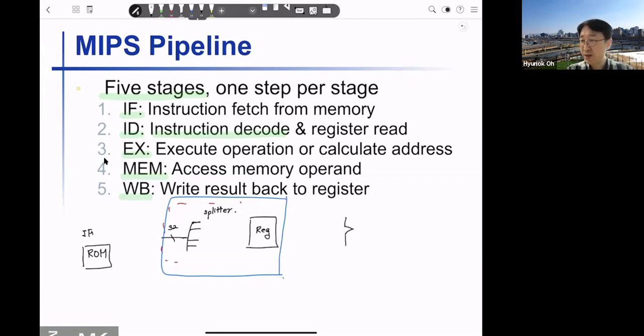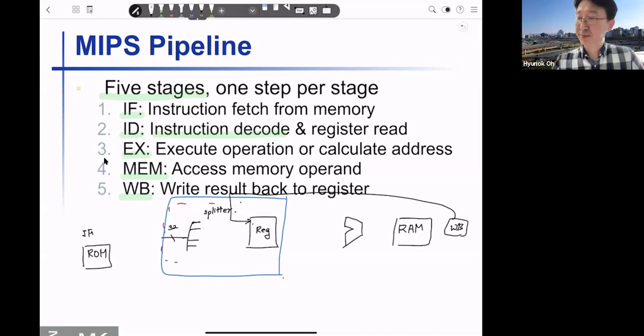ALU operation, maybe we can give another stage. And data memory, RAM, it is actually slow. And write back, which is writing the register, is actually much faster than the data memory access. But anyway, we are giving another stage for this write back also. Okay, so you have to remember this 5-stage pipeline.